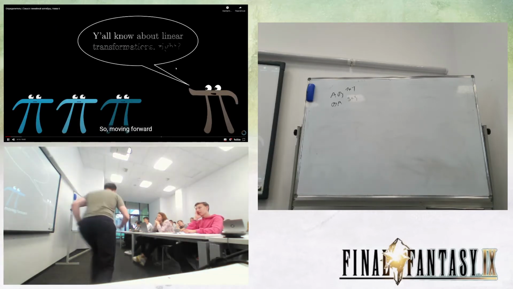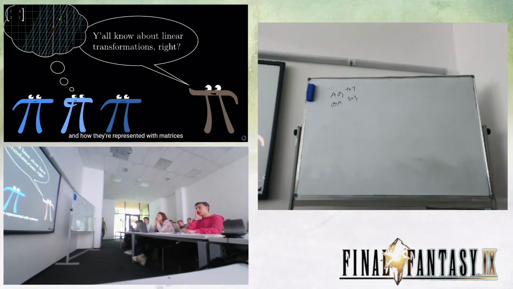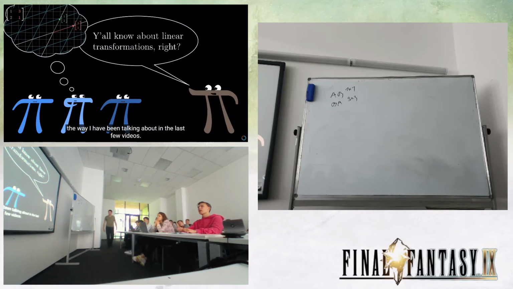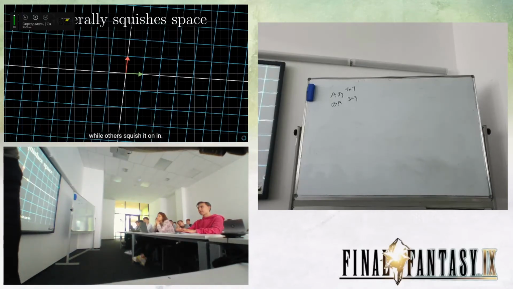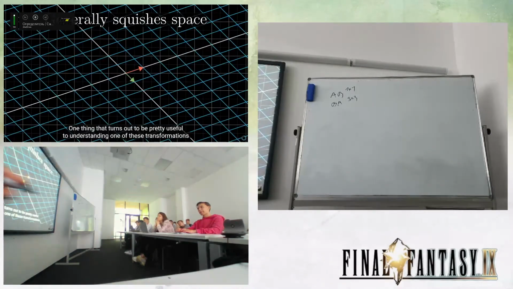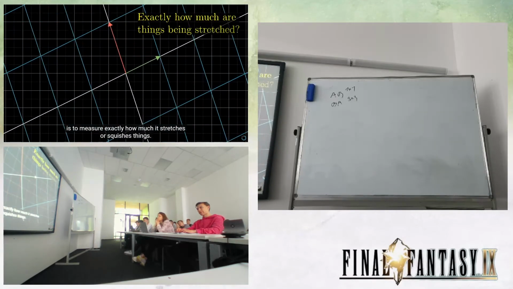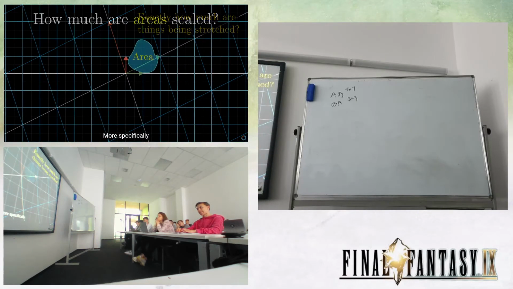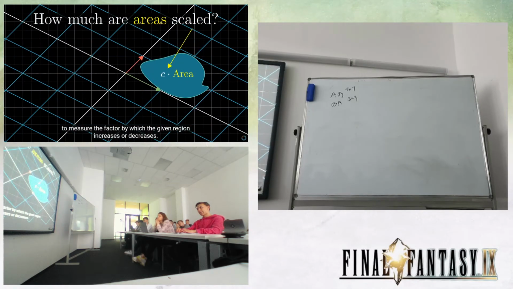Hello again. So moving forward, I'll be assuming that you have a visual understanding of linear transformations and how they're represented with matrices, the way that I've been talking about in the last few videos. If you think about a couple of these linear transformations, you might notice how some of them seem to stretch space out, while others squish it in. One thing that turns out to be pretty useful for understanding one of these transformations is to measure exactly how much it stretches or squishes things. More specifically, to measure the factor by which the area of a given region increases or decreases.